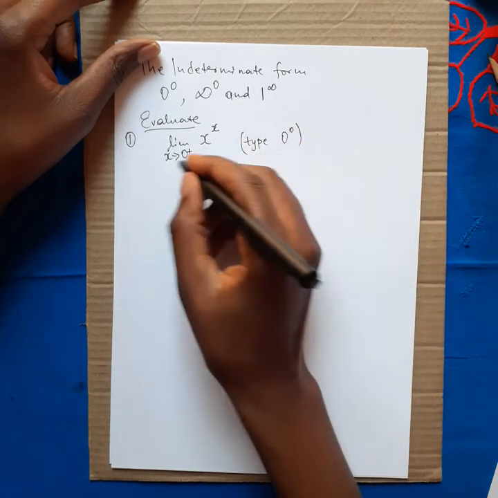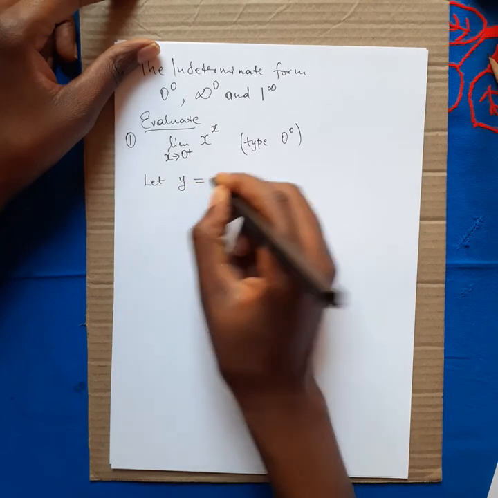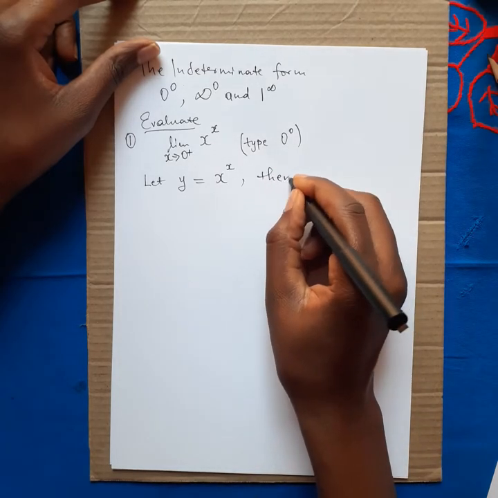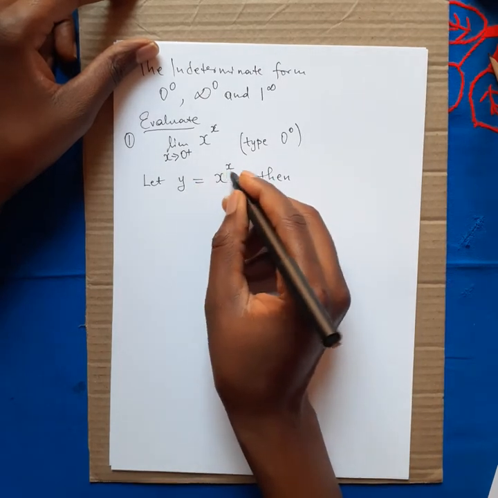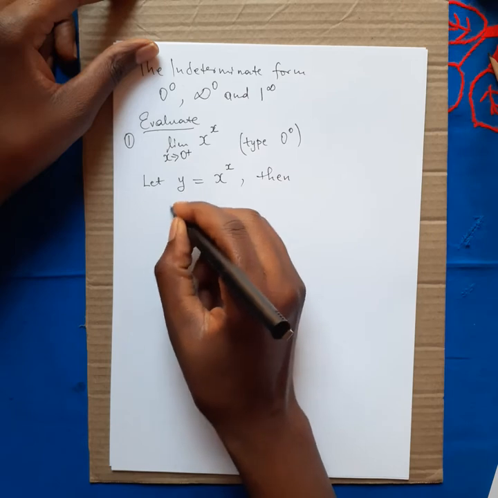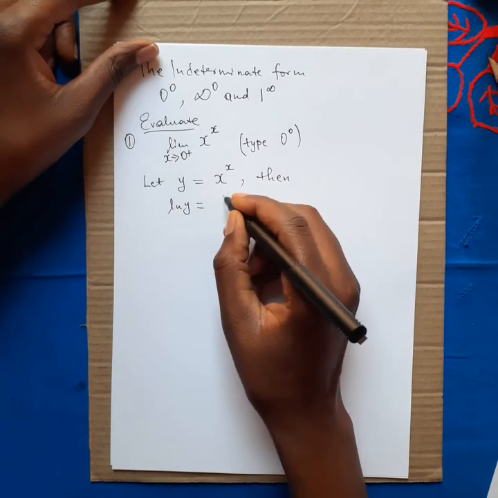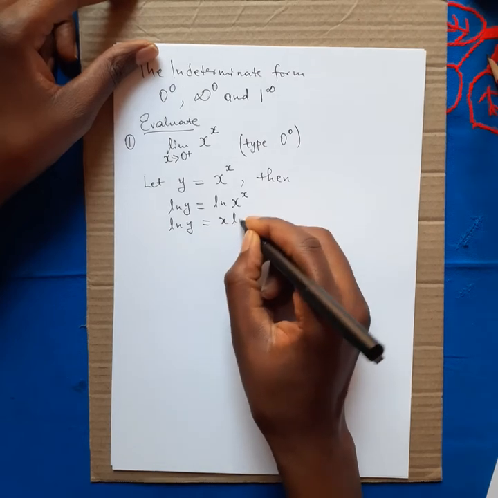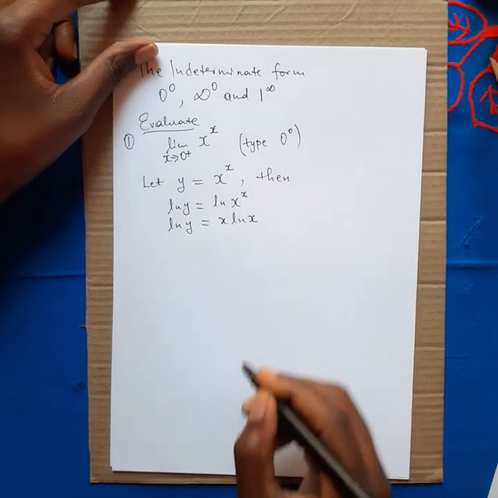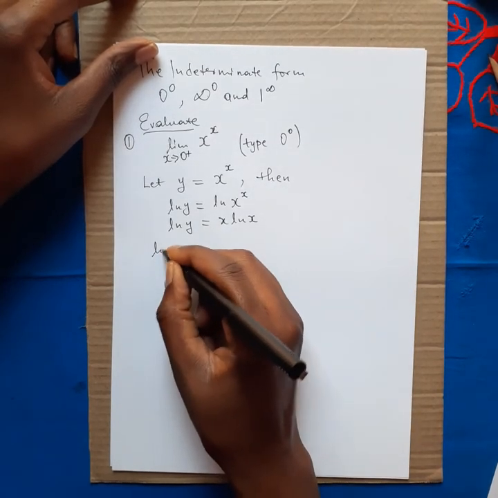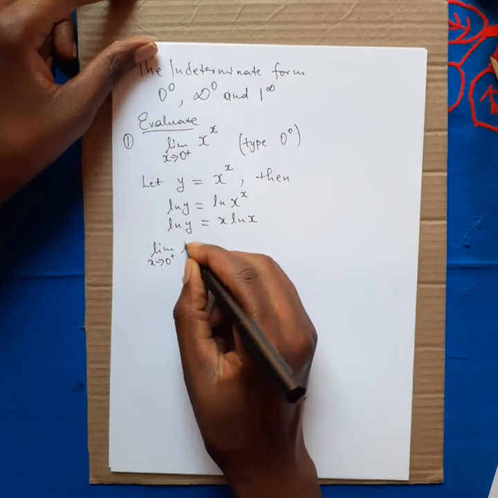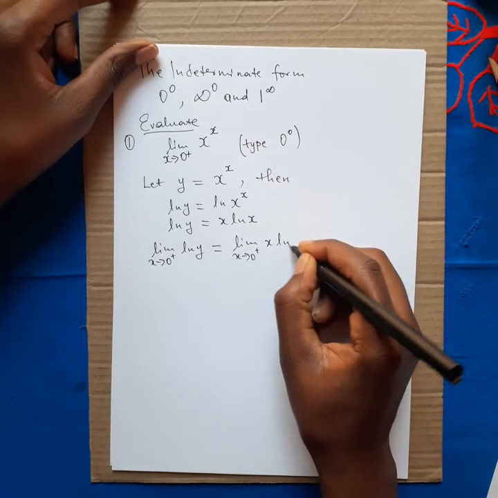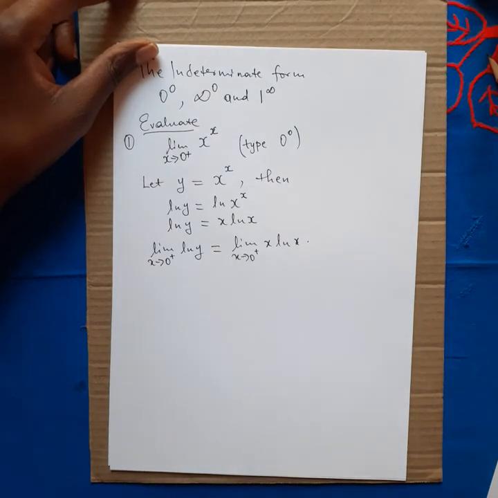We let y be equal to x raised to the exponent of x. Then we introduce ln on both sides of the equation because we want to deal with this exponential function. So we have ln y equal to ln of x to the exponent of x, and then we apply the law. It's ln y equal to x ln x. So the limit as x approaches 0 from the right of ln y equals the limit as x approaches 0 from the right of x ln x, just like what we did previously.